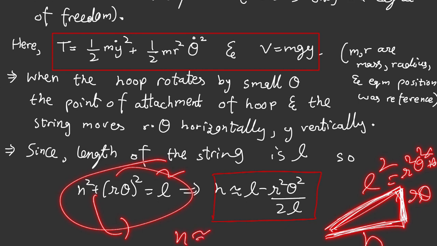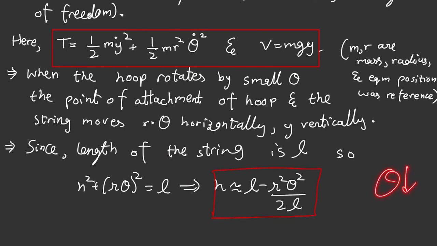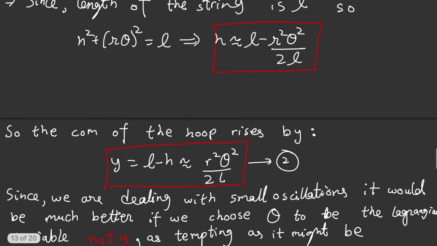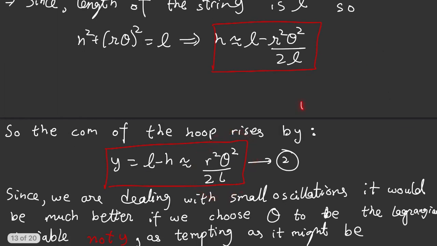And then from this, using the binomial approximation, we get H is approximately L minus r square theta square by 2L, assuming theta is so small that we can neglect the higher order terms. So this rises by distance L minus H, which is nothing but just r square theta square by 2L.